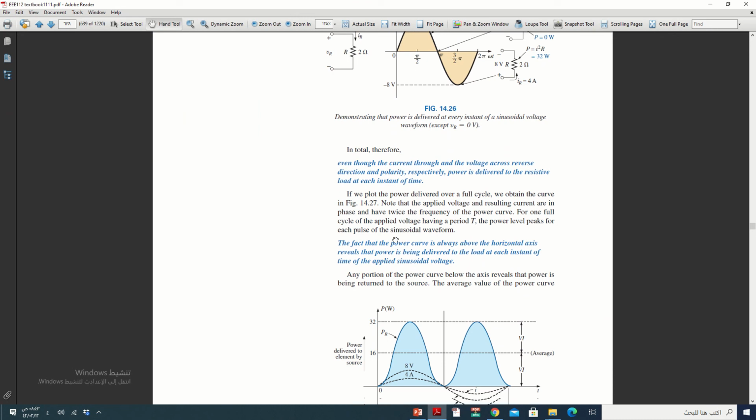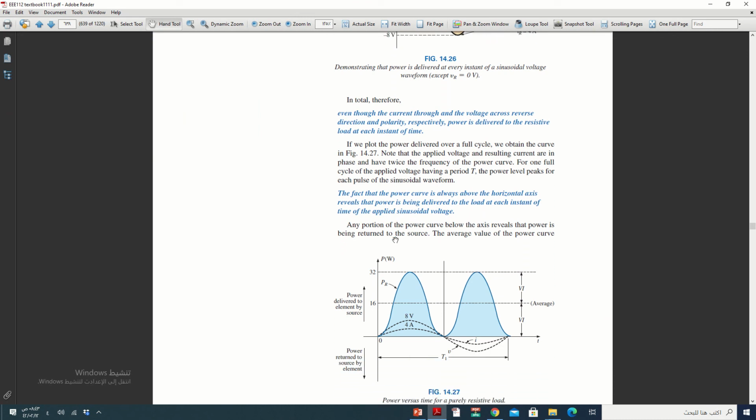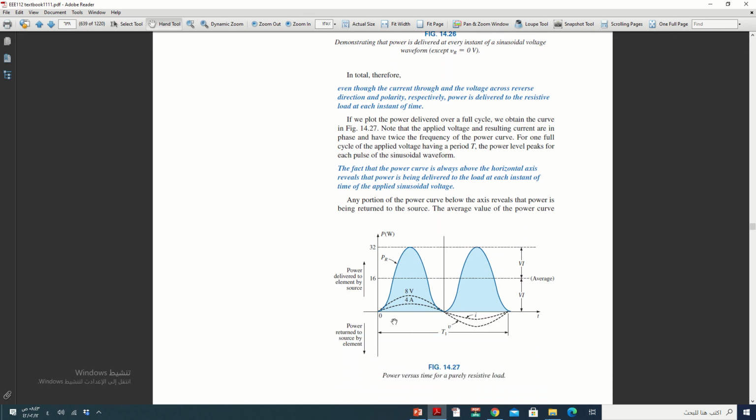If we have current and voltage, like here we have the current 4 ampere and the voltage 8 volt. To find the power, we multiply the voltage by the current at each point. 0 by 0 is 0. For example, 1 by 2 is 2, and until 4 by 8, it becomes 32.